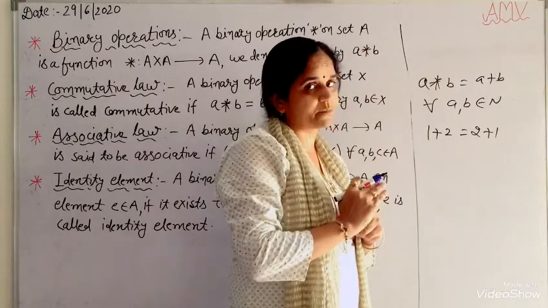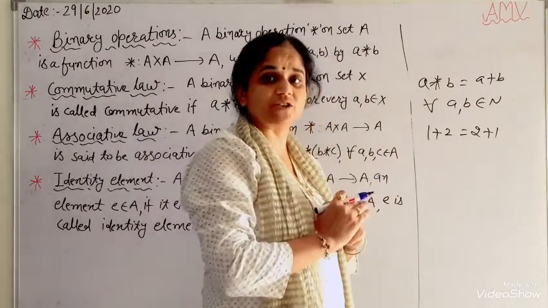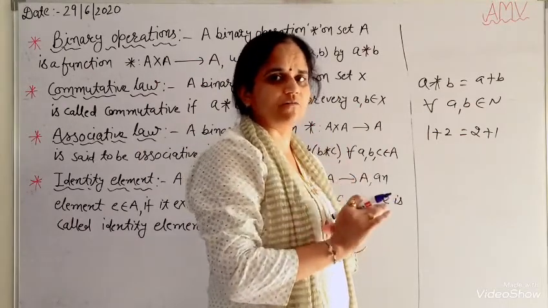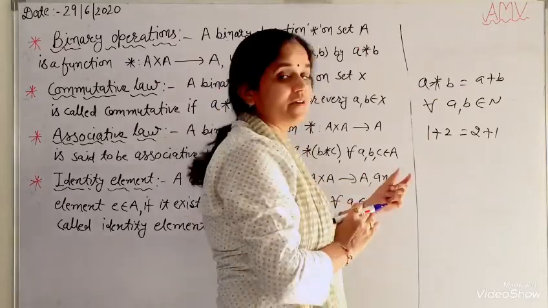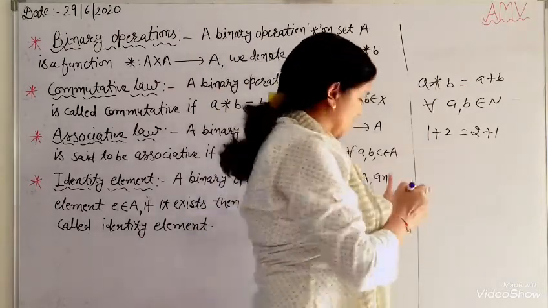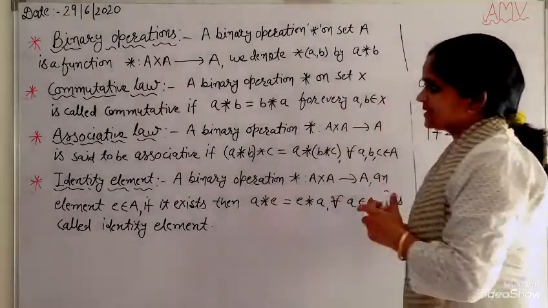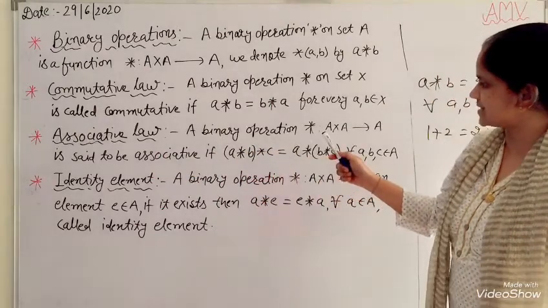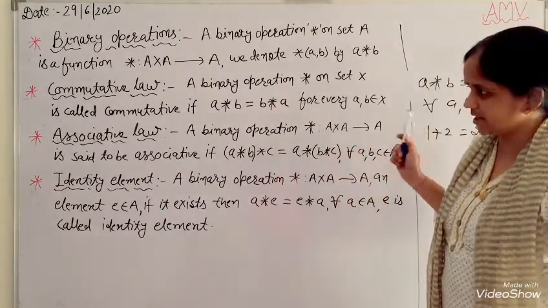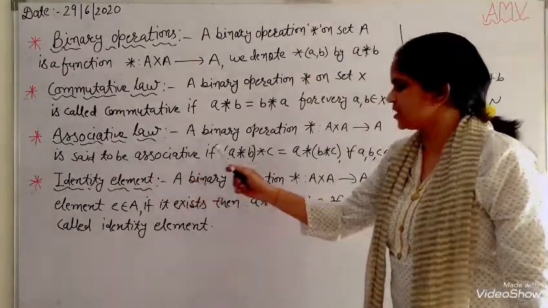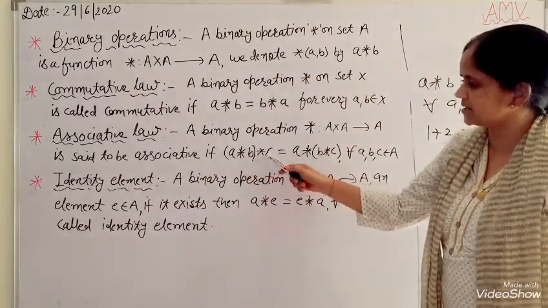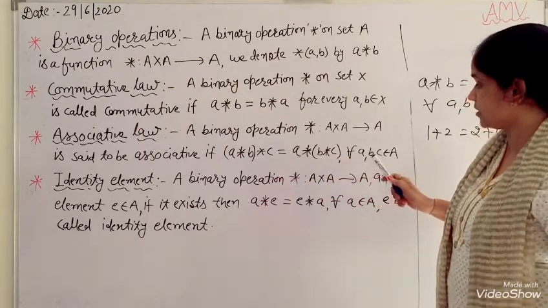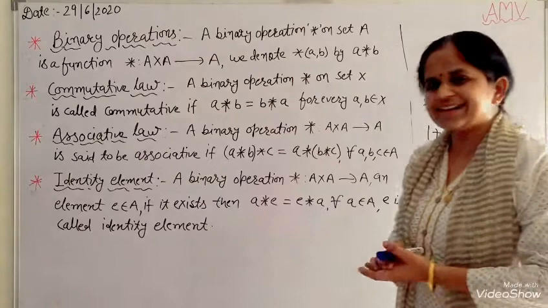Multiplication is also commutative, but for subtraction the commutative property doesn't hold. For division also. Okay, students. Now, next is the associative law. A binary operation star, A cross A to A, is said to be associative if (a star b) star c is equal to a star (b star c) for all a, b, c belonging to A. It is simple, students.